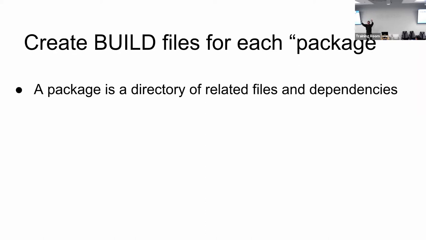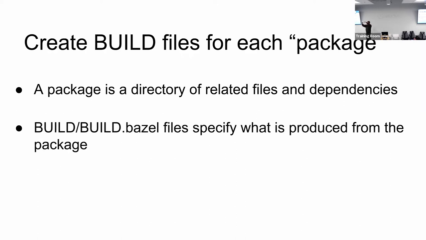So now I've got my workspace, and now I have these individual packages, these directories that have source files and a target that I'm trying to build, right? So I need to create a build file for that. Each directory that has an entity, a library or binary that I want to build, will have a build file, okay? And that build file defines the relationships, the source files, the dependencies, all the things that need to be done, and then specifies what's to be produced, the output, okay?